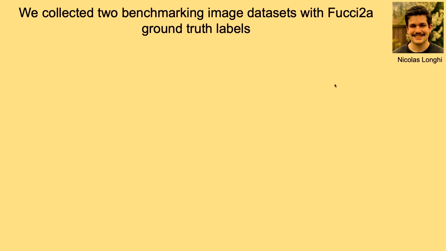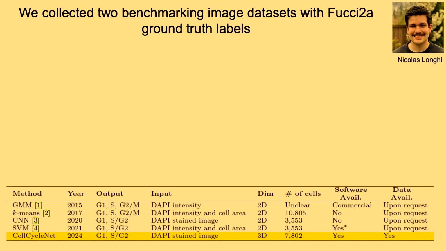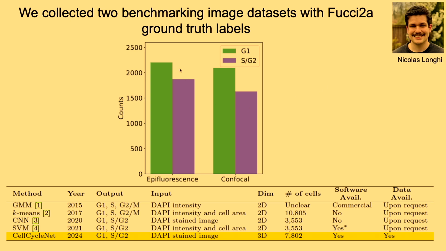And we collected 2 benchmarking image datasets with Fucci 2A systems. And here is the distribution of the G1 and SG2 data in the 2 most widely used microscopes, epifluorescence and confocal. In both datasets, we have slightly more G1 cells.